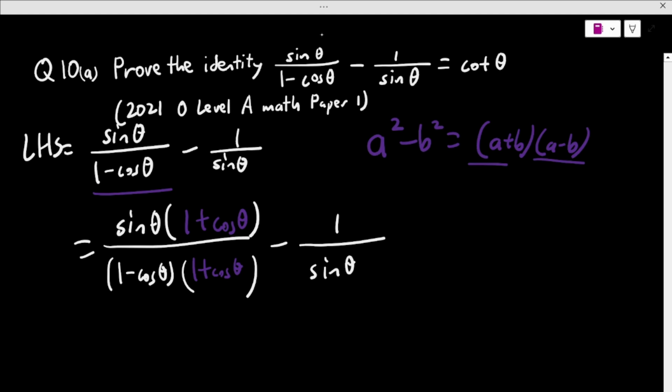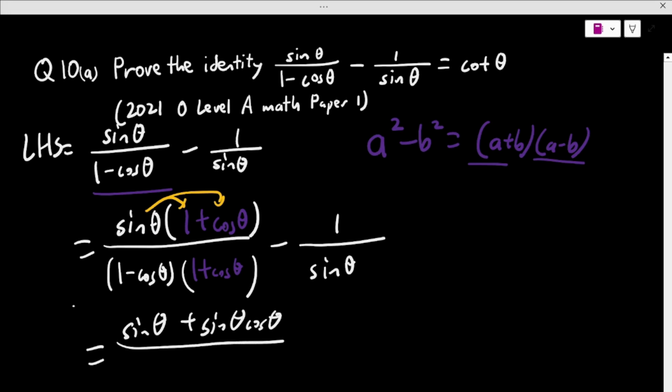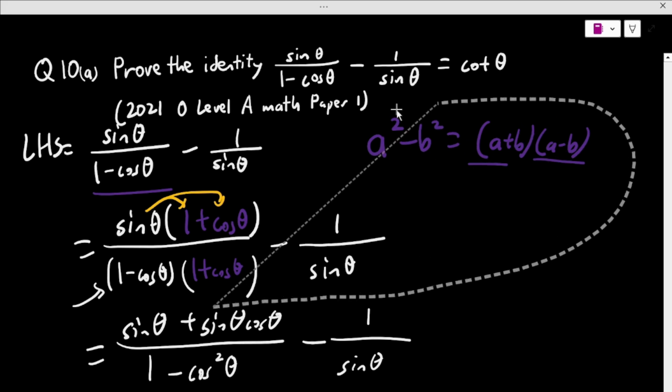Okay, now let's try to distribute over here. So this will give us sine of theta plus sine theta cosine theta over, this is going to be 1 squared, which is 1, minus cosine square of theta, minus 1 over sine theta. Okay, now what should we do?